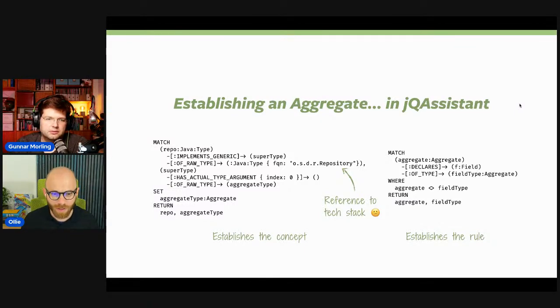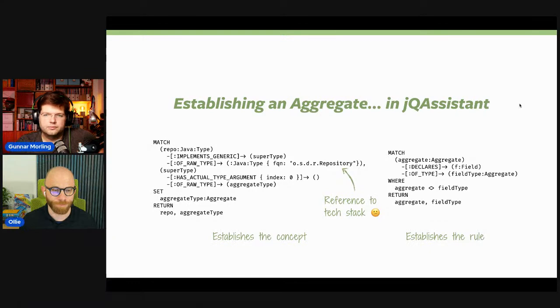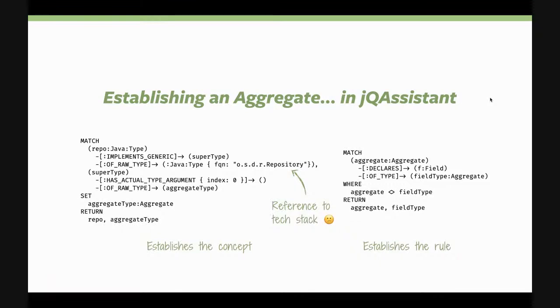I've lost your audio technically, but I see the question. Does this require using JPA? Not at all. I just used JPA as the poster child example, because literally most of the code I see out there is using JPA as the persistence mechanism. It's just that jMolecules is not tied to JPA at all. There's integration with JPA, which I'm going to show you in a second, but that's just the example here to define something. All right, Gunnar's gone again, so we can continue.